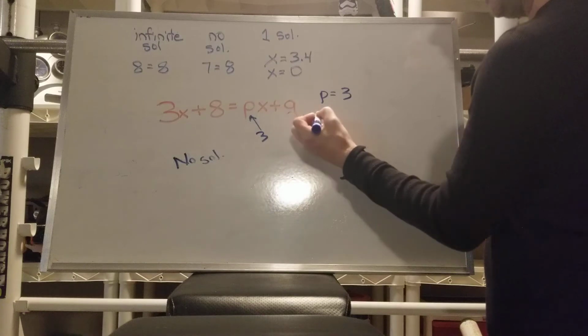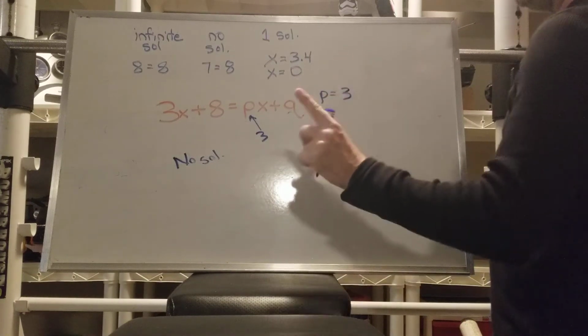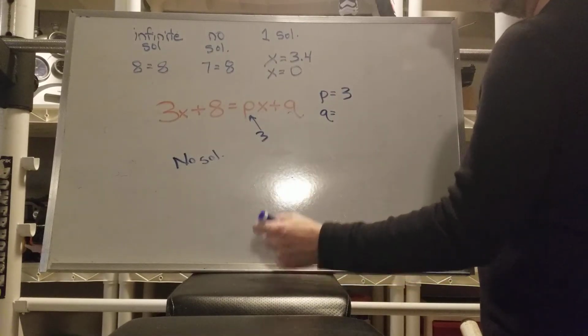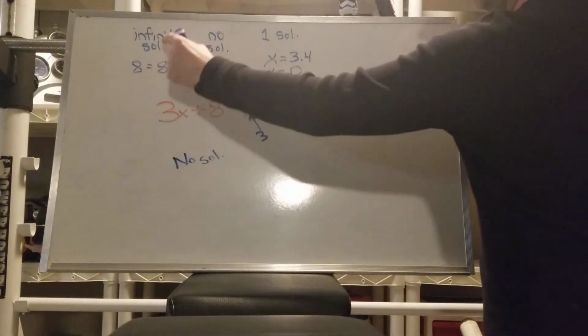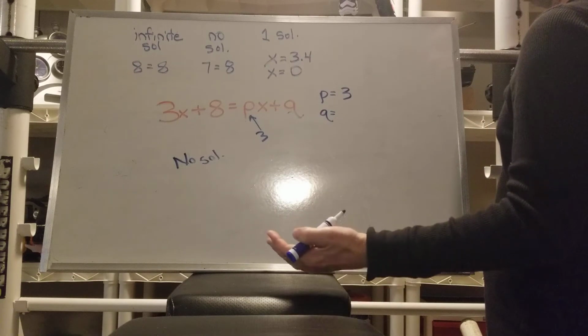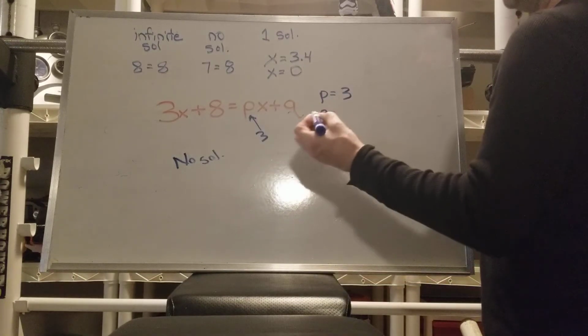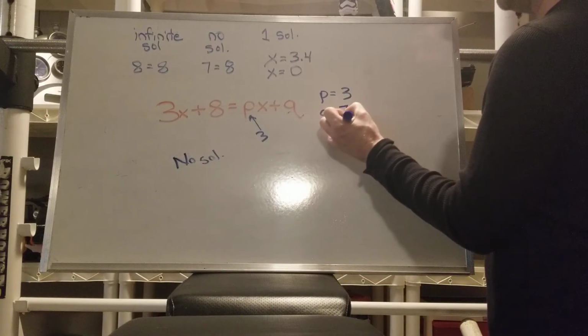And Q can be any number I want it to be. There's no right or wrong answer. The only number it can't be is 8, because then they'd end up the same and it'd be infinite solutions. So I could say that Q is 5. I could say Q is 0. I could say Q is 9. I could say Q is 7 like this. It doesn't matter as long as it isn't 8.